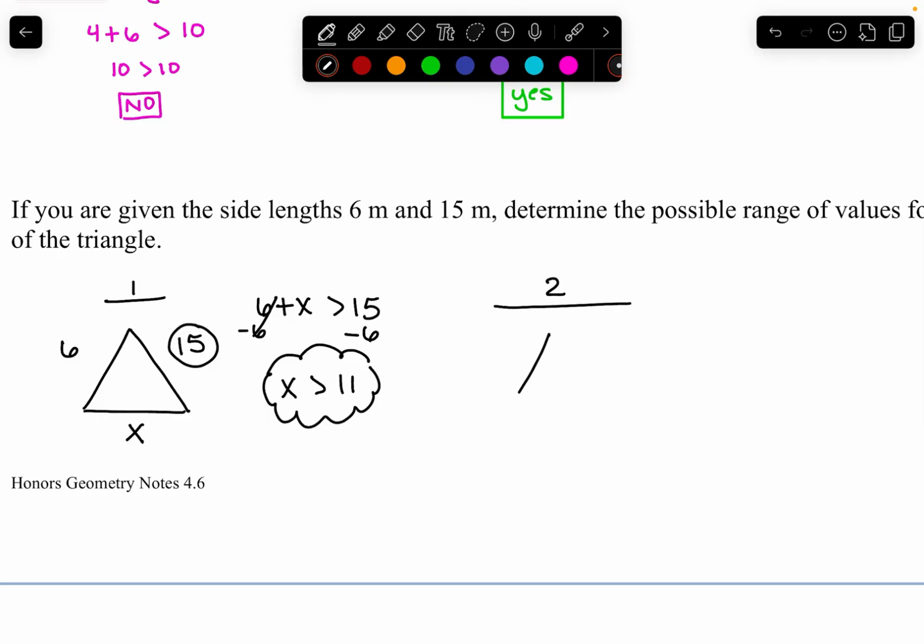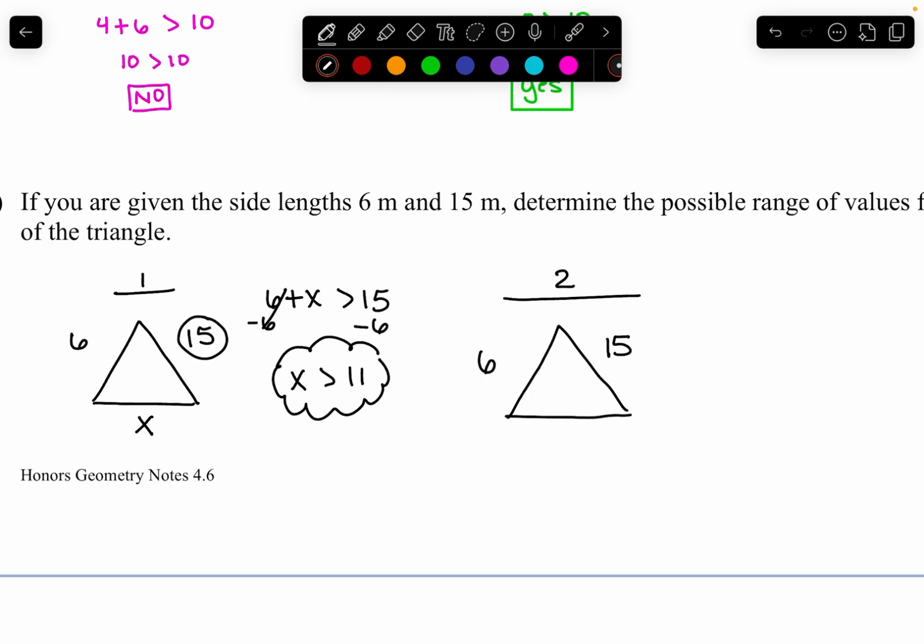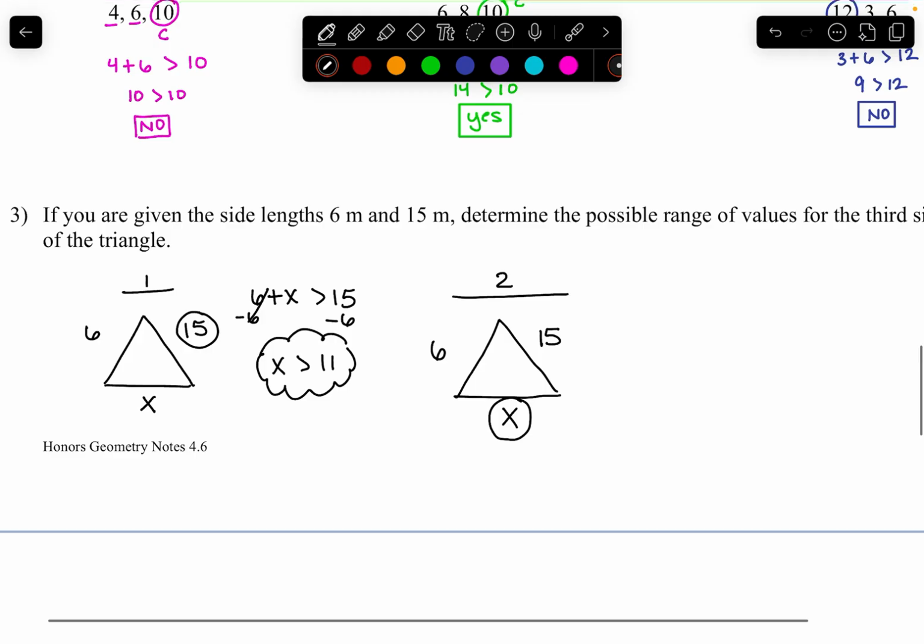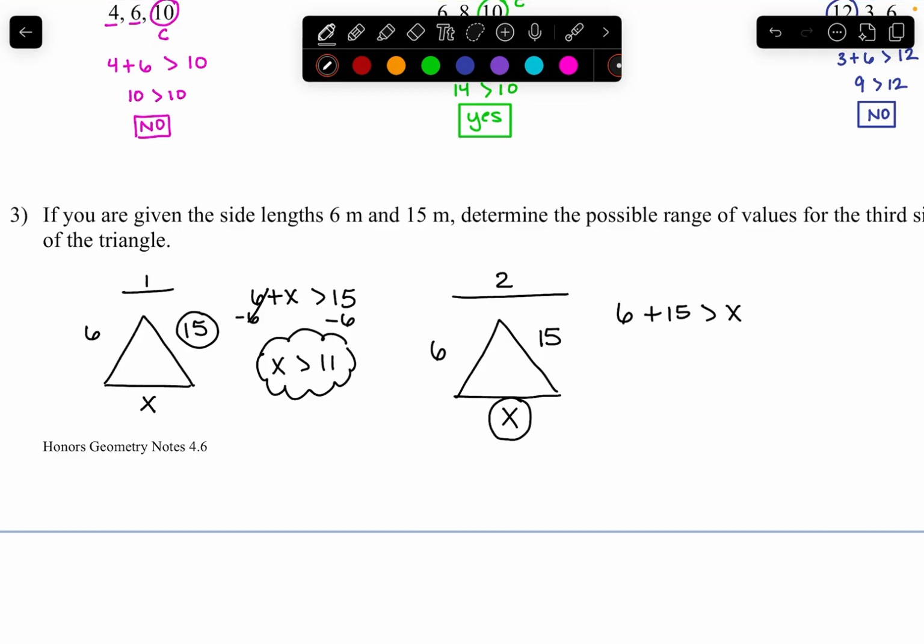Okay. Second scenario. Same thing. We got 6. We have 15. We have x. Now, what if x ends up being the bigger side? Well, I've got 6 plus 15 needs to be greater than x. That's going to be 21 is greater than x.